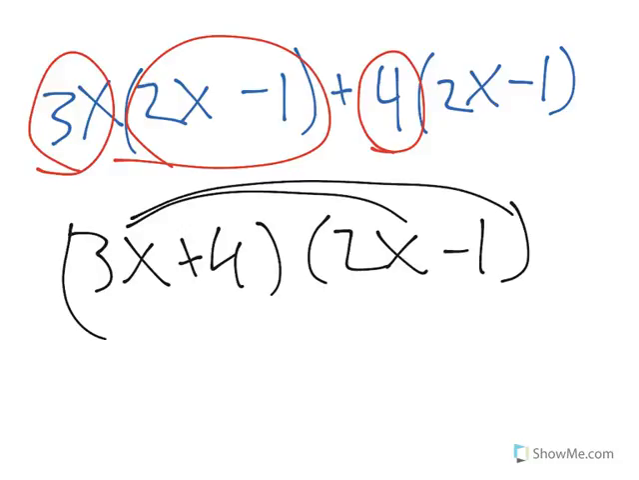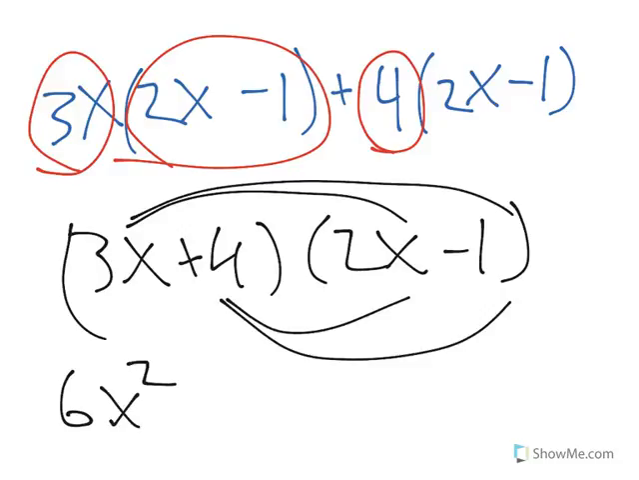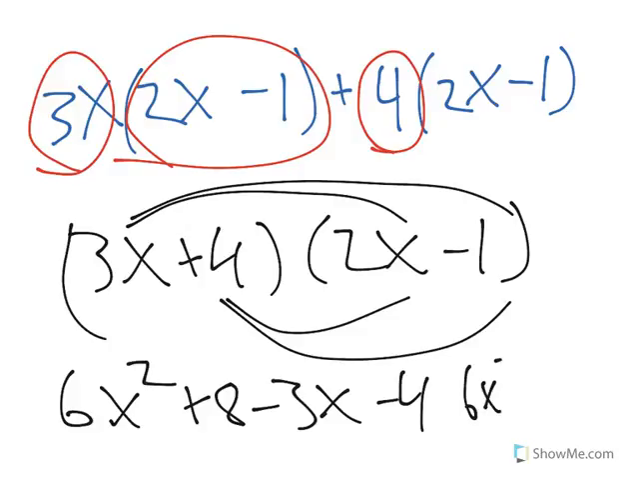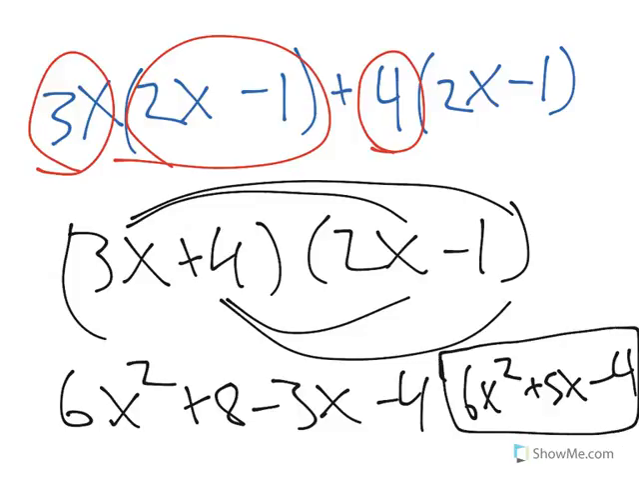We want to check our work by multiplying these two together. It's 6x squared plus 8x minus 3x minus 4, which is 6x squared plus 5x minus 4. And that is how you factor.